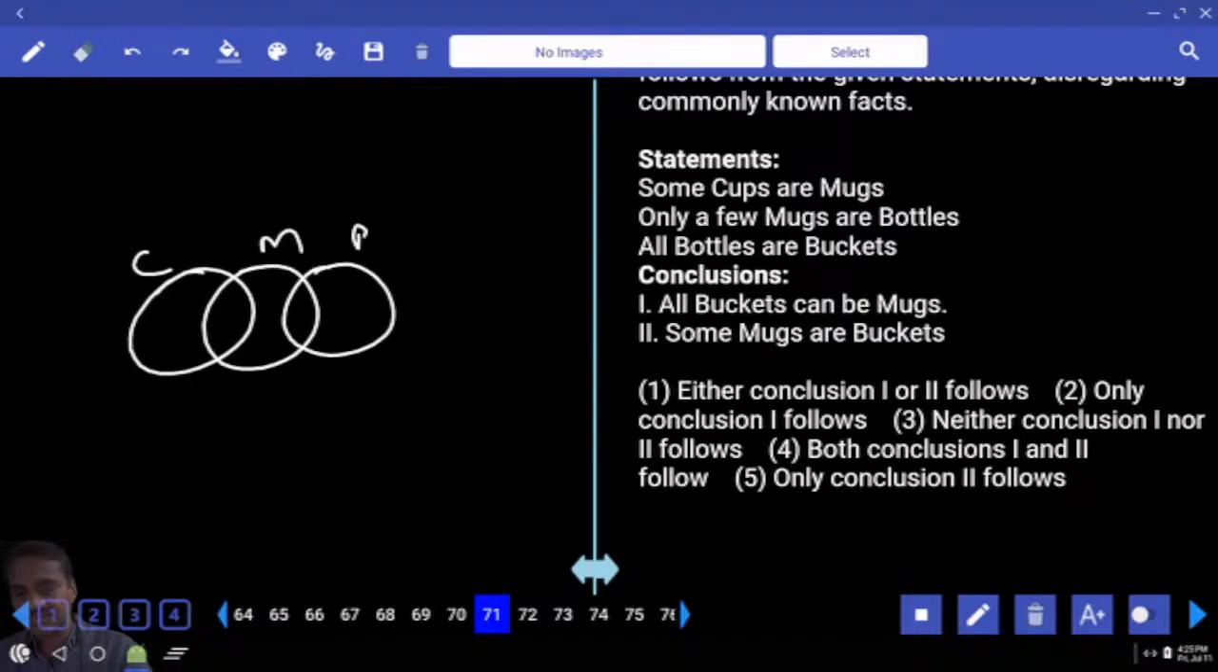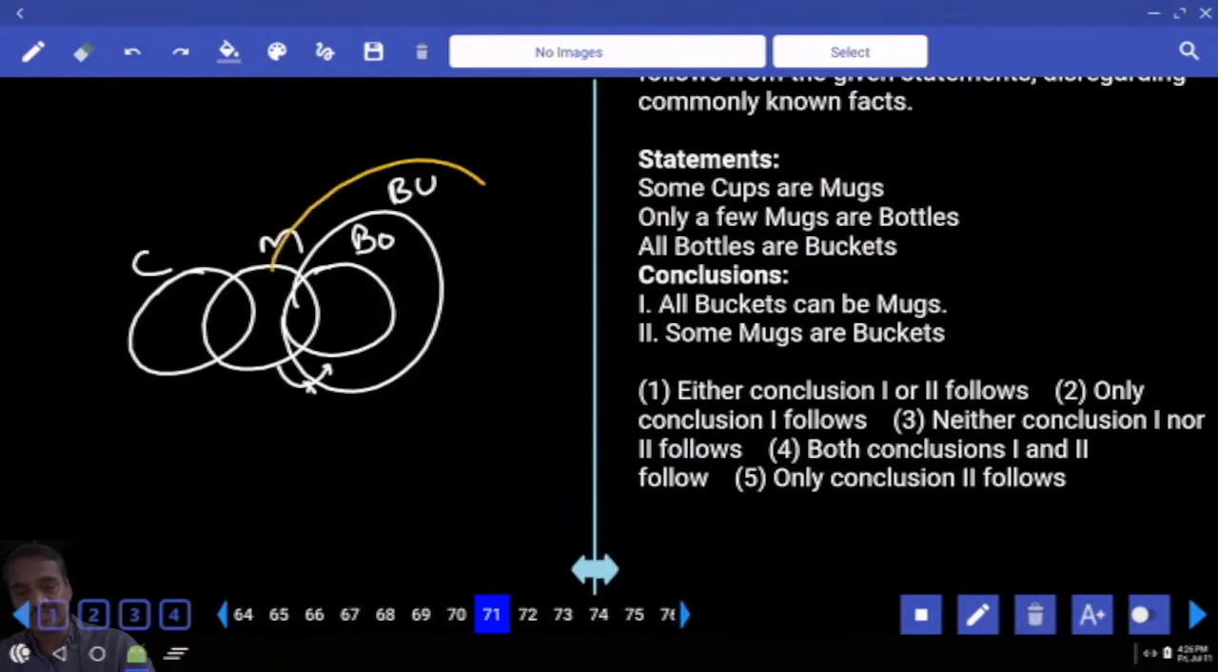Some of the mugs are bottles but not all. All these mugs cannot be a part of bottle. All bottles are buckets. Now this entire bottle is a part of what? Bucket. Now this is the basic diagram. All buckets can be mugs. Now can this entire bucket be a part of mug or not? Can I write mug like this or not? Yes, it is possible. Then coming to the next one.